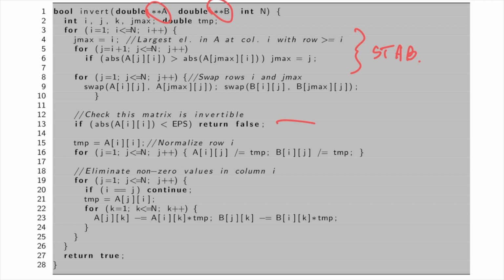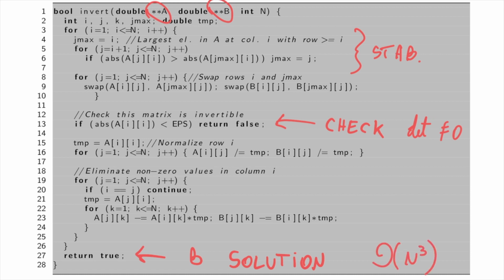We also need to check that the matrix is invertible. So this is a check that the determinant is non-zero. And if this check passes, then here, by the end, B contains the solution. So this is very general code to solve a system of equations. It is O(n cubed) as it's been presented here. And well, just like matrix multiplication, we can actually do a bit better, but in practice this is usually enough.